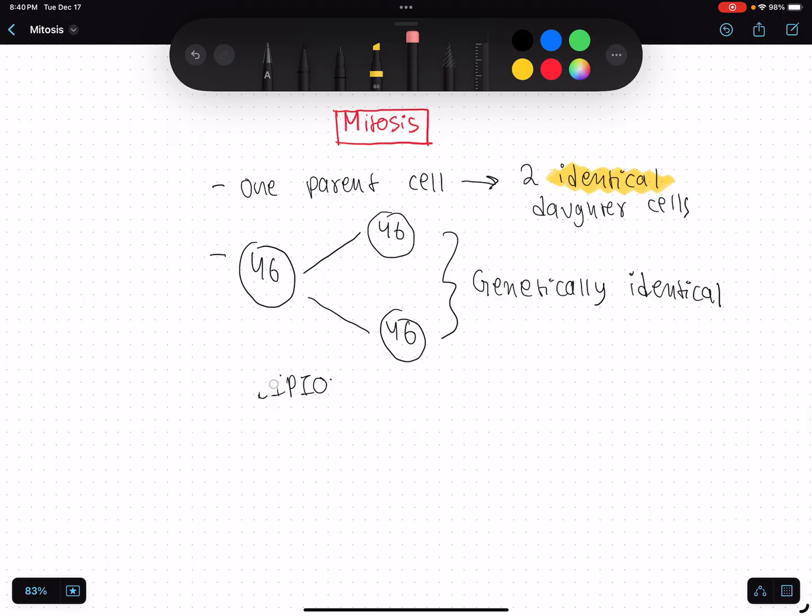My bad, I think I spelled that wrong. This is an example of a diploid division where the same number of chromosomes are there in the parent cell and the daughter cells.